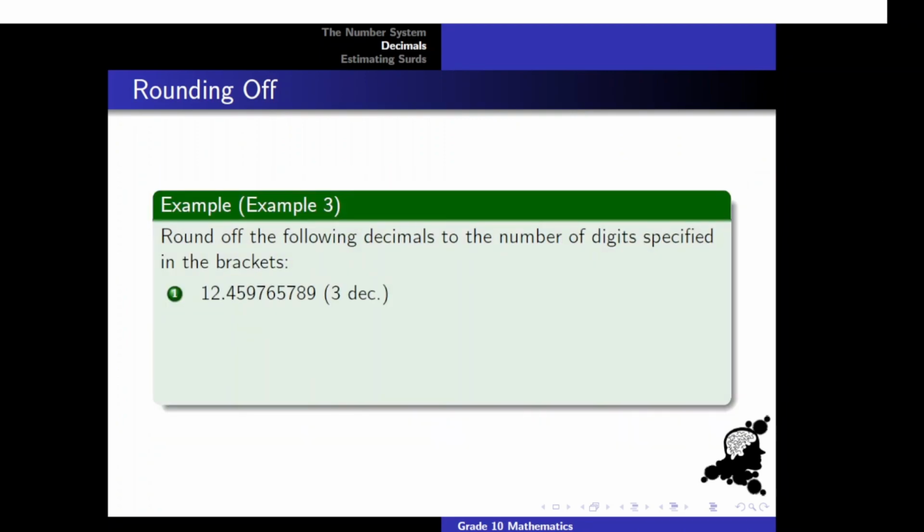So here we've got some numbers that we need to round off to 3 decimal places. Let's go to the writing pad and have a look at this. The number that we have here is 12,459765789. And we are asked to round this off to 3 decimal places. Now in this case, I'm not so much interested in whether this is a terminating or recurring decimal. I just need to round off.